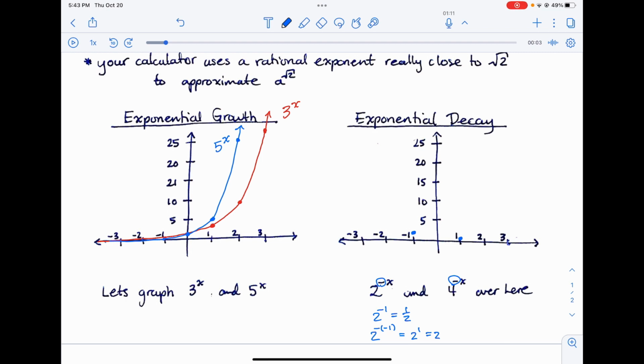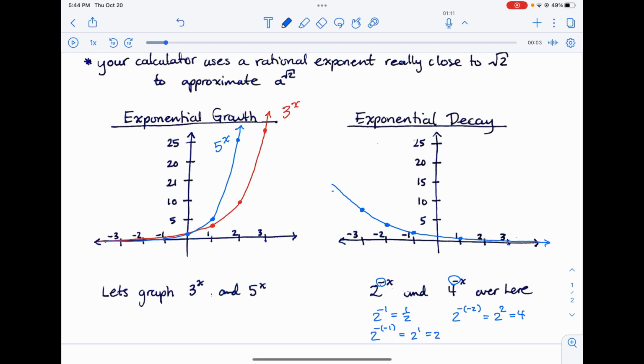If I plug in -2, I get 2 to the power 2, which is 4. So at -2, I get 4. And at -3, I'm sure you can guess, I get 8. It turns into 2 to the power of 3. So over here, this graph would look something like this.